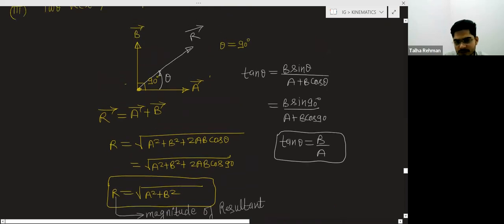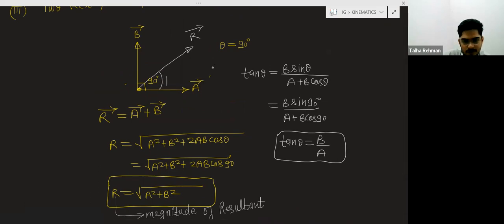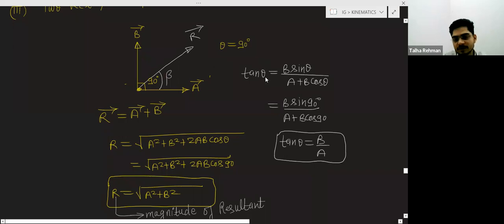And what is this theta? Okay, suppose we change this theta to beta. Earlier I had taken theta, basically it will be beta. This is beta, suppose, and theta is given as 90 degrees.